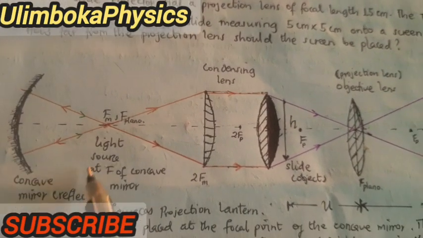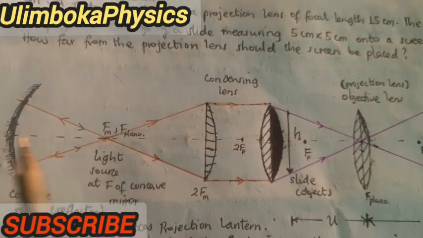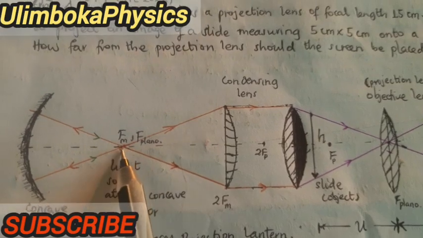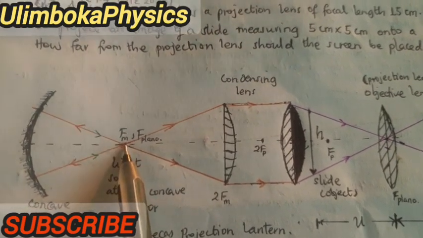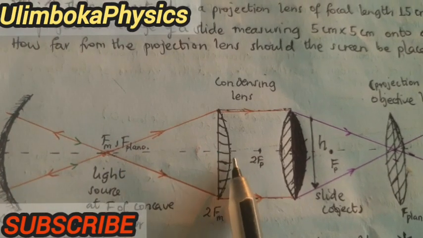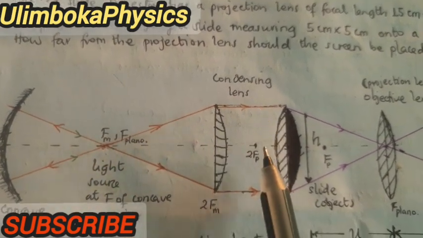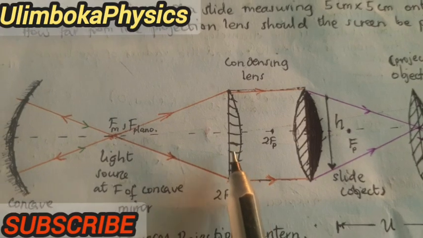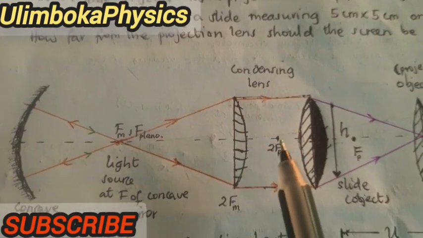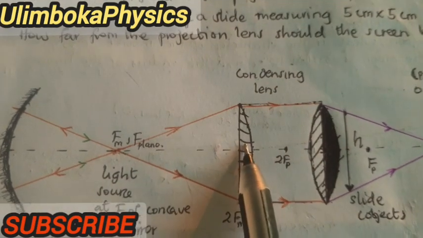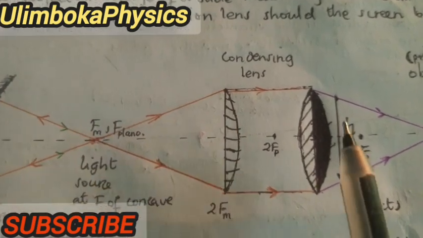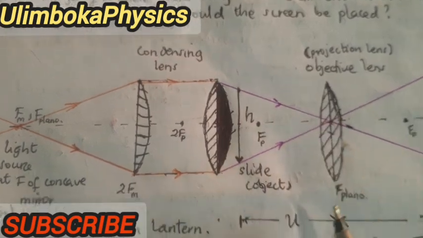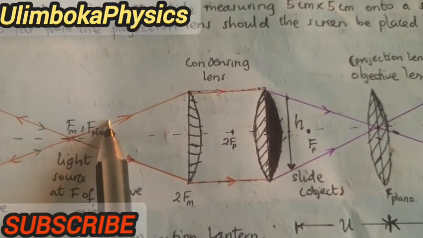Now, the light source is placed at the focal point of the concave mirror or reflector, and also at the focal point of this plano convex lens. These two lenses are called a couple of plano convex lenses. Their focal lengths coincide with the light source, and the other side of their focal lengths coincide with the projection lens. Here, as you can see, F for plano, and here is also F for plano.